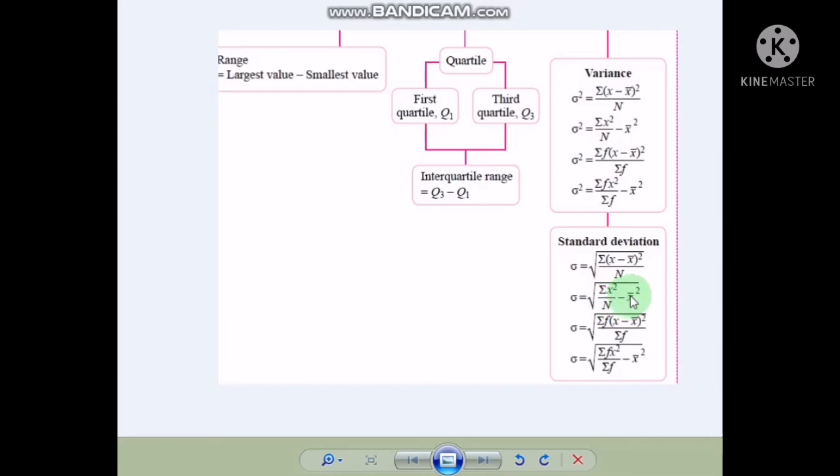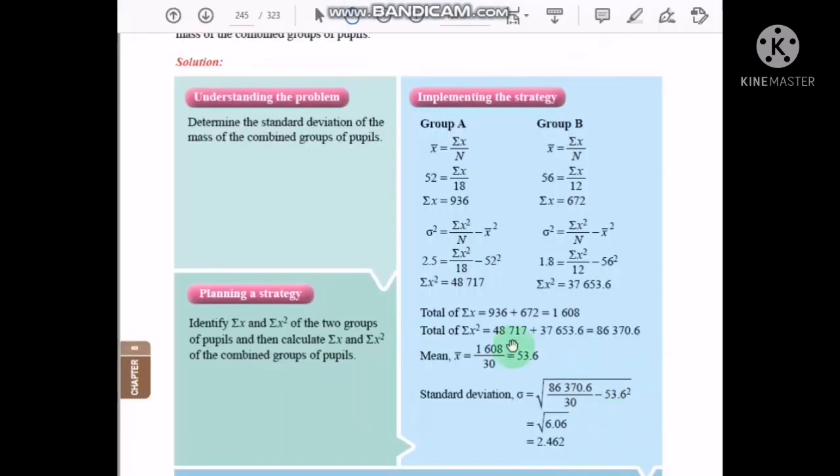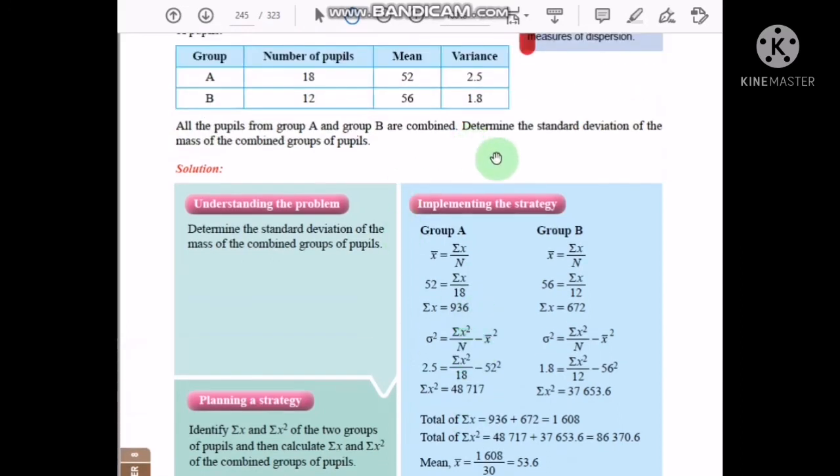And then the mean. So we need to find the total sum of x square and also the sum of x. So what is x? x is the total value of mass of group A and group B.